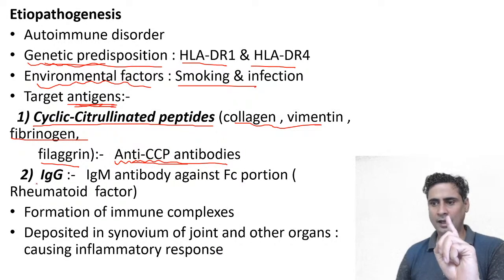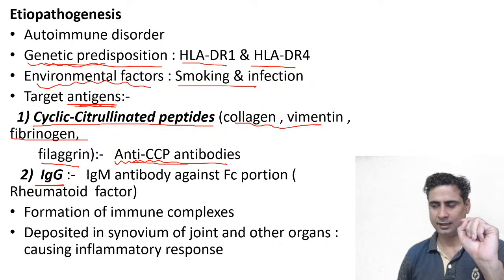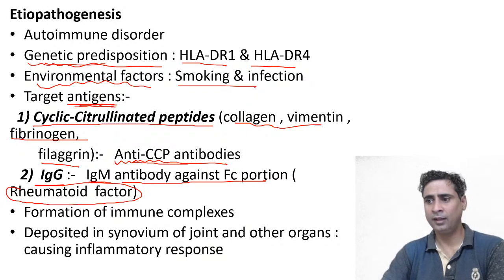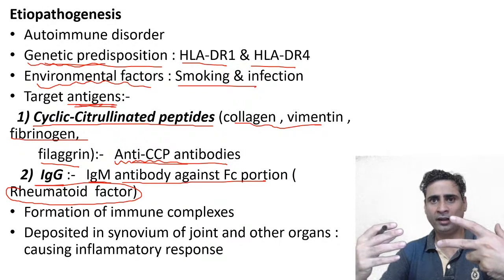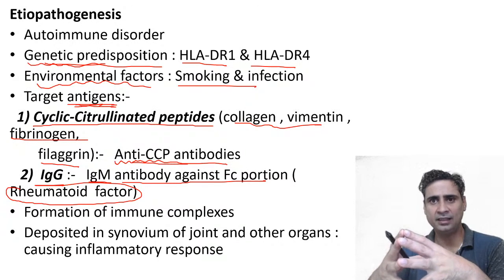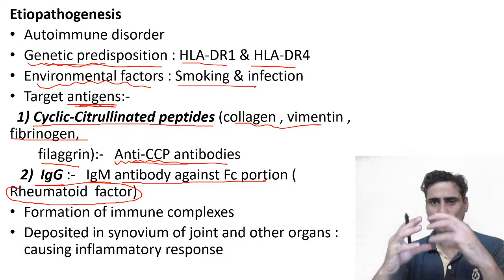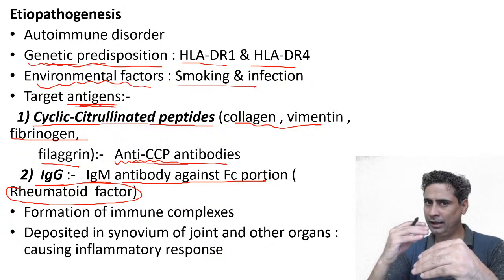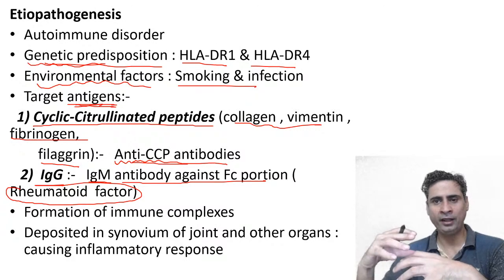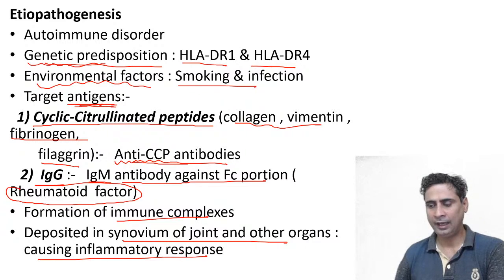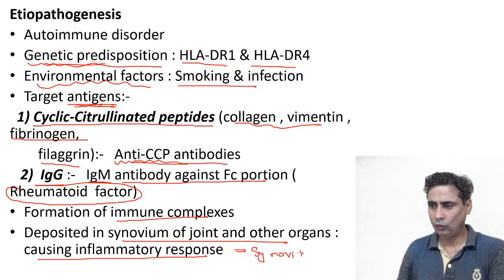The second target is IgG, especially the Fc portion of IgG, and there is development of IgM type autoantibodies against the Fc portion of IgG, known as rheumatoid factor. So rheumatoid factor and anti-CCP antibodies are the two important antibodies against self-antigen which are responsible for pathogenesis. These autoantibodies bind again with antigen to form immune complexes, and the immune complex will be deposited into various systems of the body, and in the joint the primary target will be the synovium. That immune complex will get deposited and induce an inflammatory reaction. So the primary reaction will be synovitis.